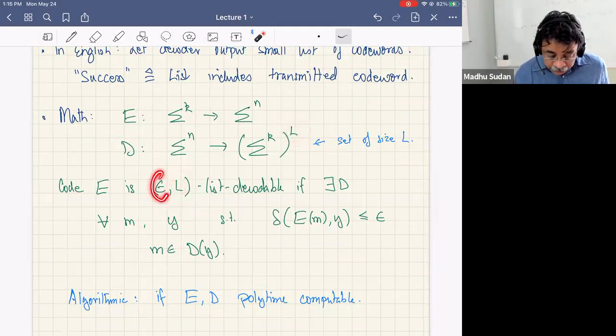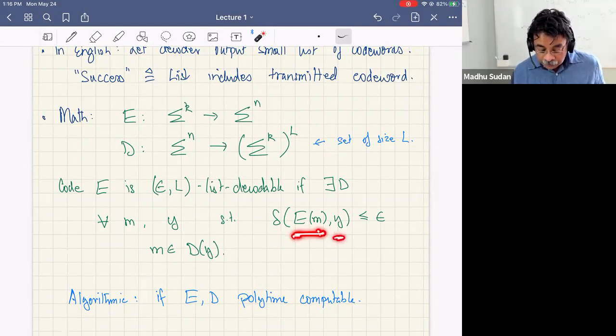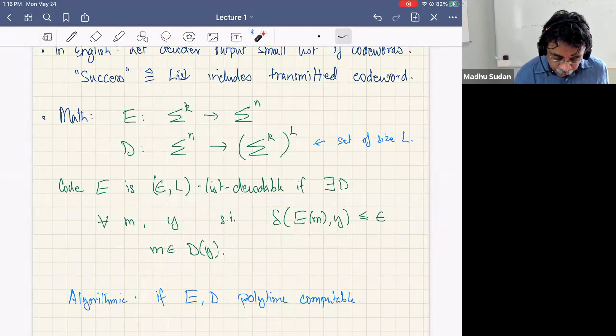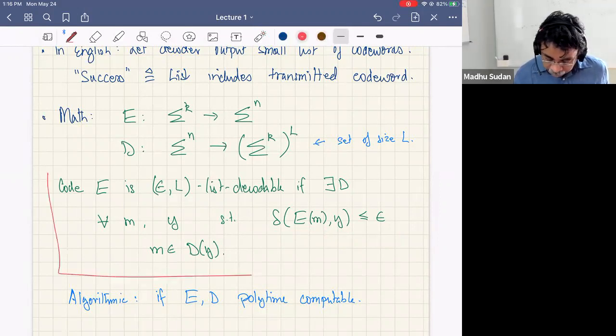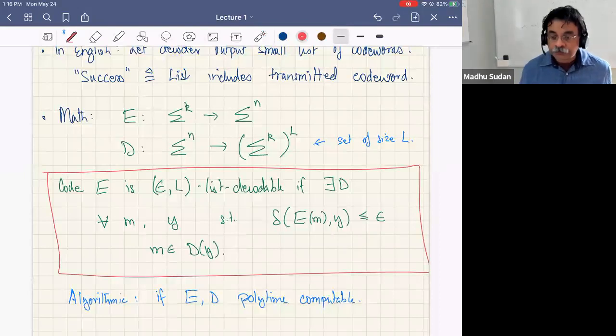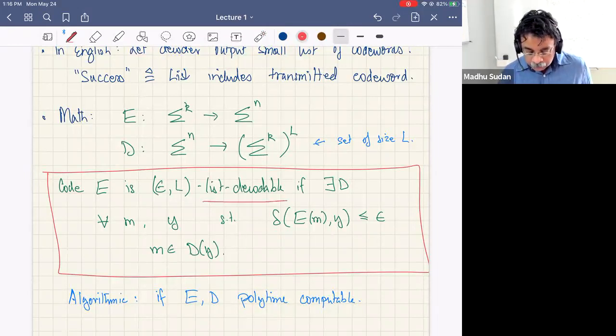What does it mean to correct epsilon fraction of errors? If I sent a message M by encoding it, and the received sequence was Y, which had at most epsilon fraction of errors, then when I apply the decoding, M is included in this list. Okay, does this make sense? This is a central definition for what we want to deal with in the rest of this lecture and the next lecture. It simply formalizes what we said.